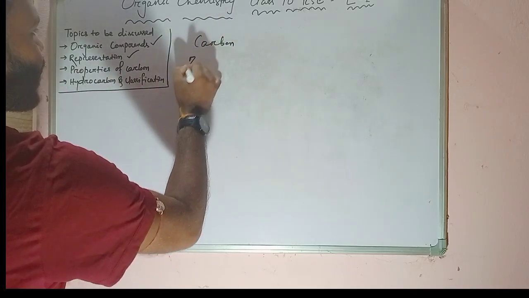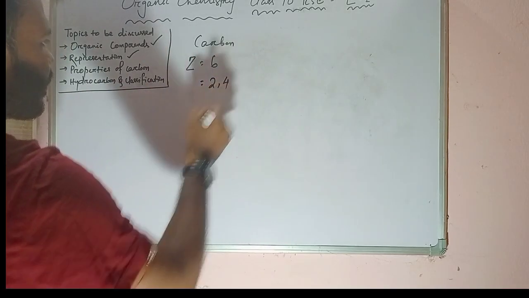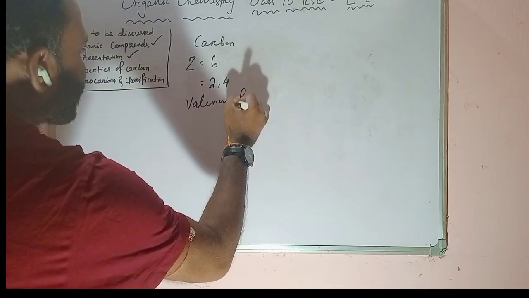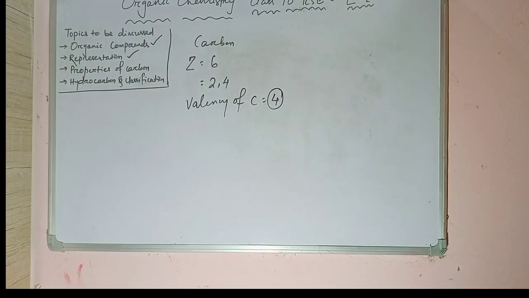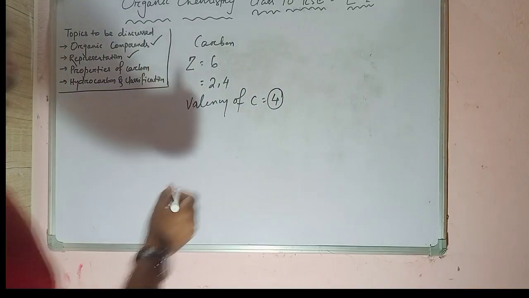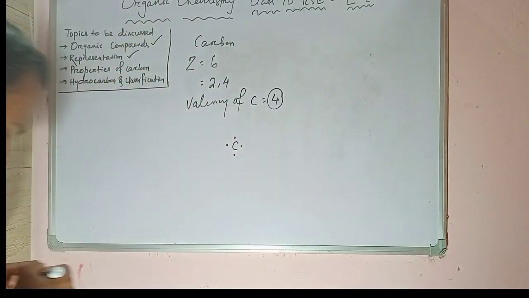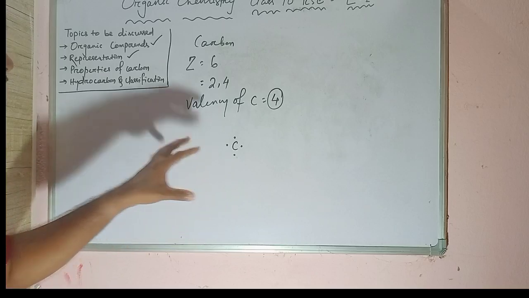It has atomic number 6. That means the electronic configuration will be 2 and 4. Okay, 2 and 4. That means the valency of carbon will be how much? 4. Valency of carbon will be 4. That means it will have 4 electrons that can be connected to other elements or other atoms.